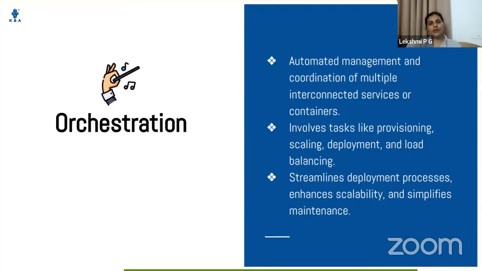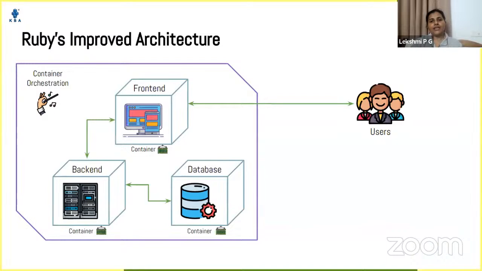So now Ruby became happy. The client was convinced with this particular product, the certificate app. So Ruby was happy with the product. And I told you this is the figure of this containerization.